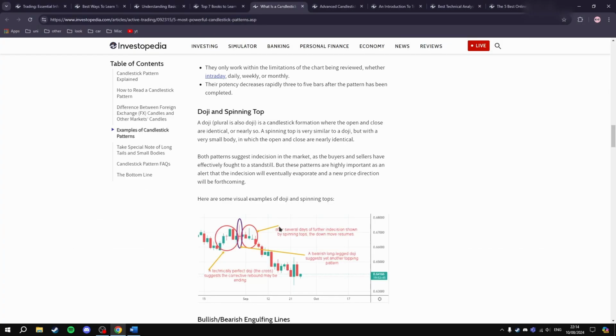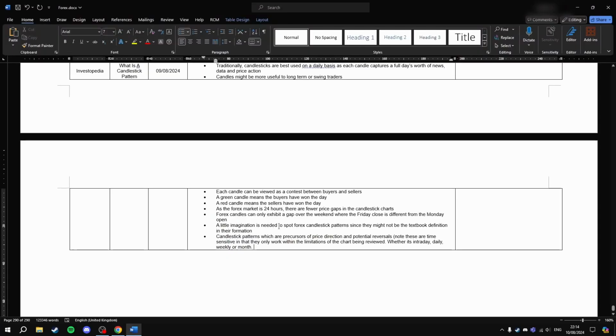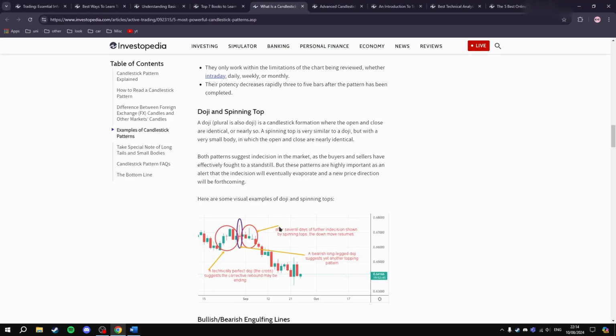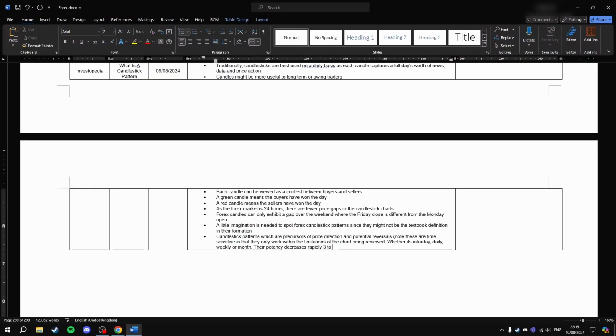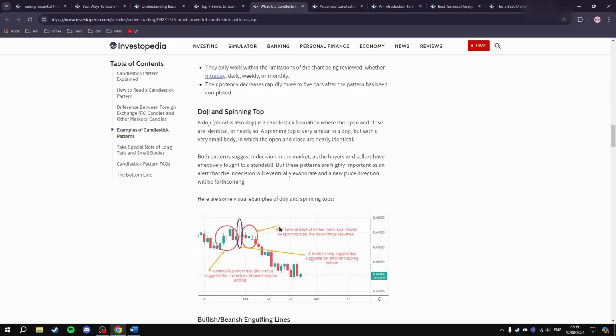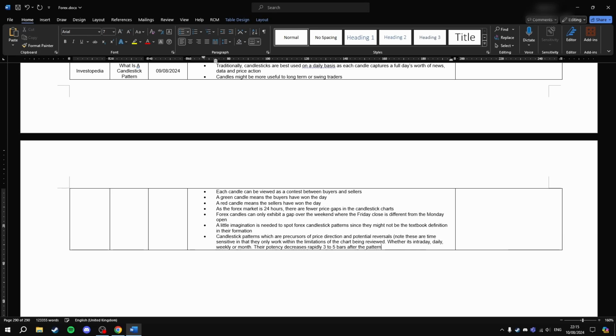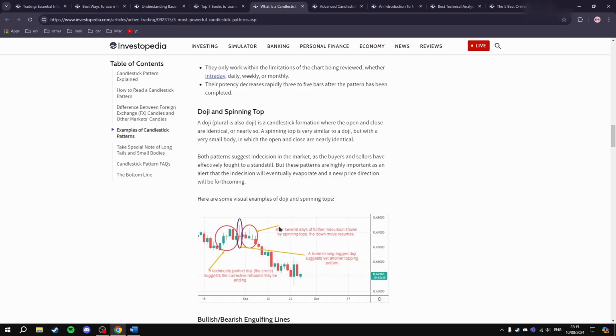Their potency decreases rapidly 3 to 5 bars after the pattern has been completed.